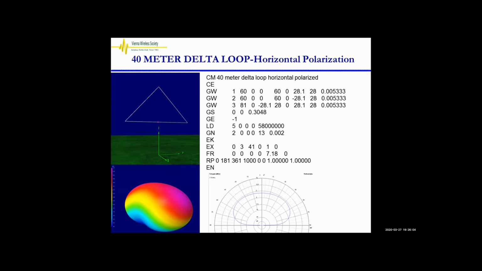This is my 40-meter delta loop. I made a decision to have a horizontally polarized one instead of a vertically polarized one because, vertical versus horizontal, normally the vertically polarized has a much better takeoff angle, but we have really lousy ground conductivity around here, so it doesn't make that big of a difference. And the other issue is I have a lot of trees, and trees tend to affect vertically polarized signals more than they do horizontally polarized signals.